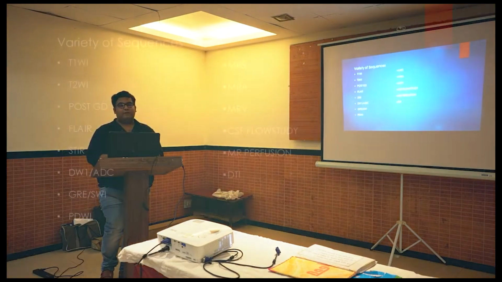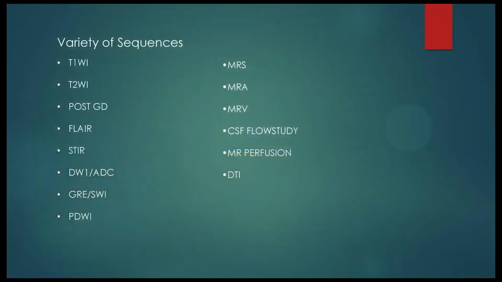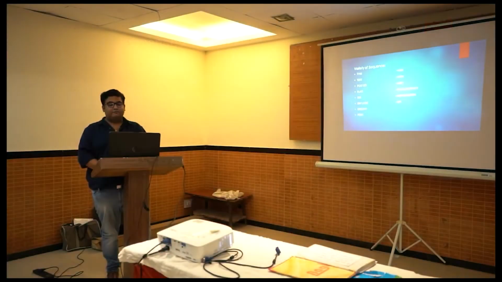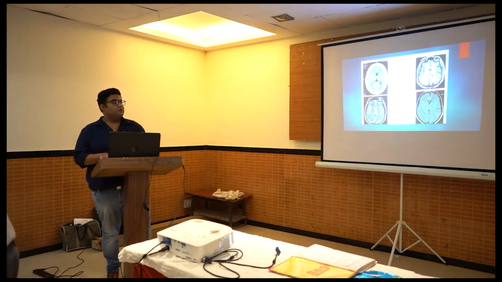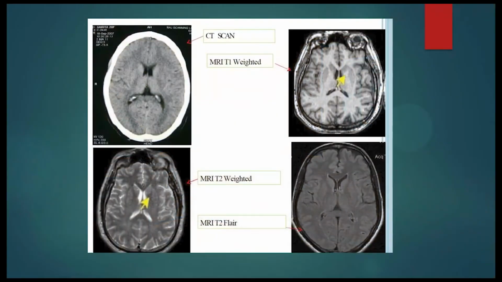There are multiple sequences when we do an MRI, which you all have heard of. There are T1 weighted images, T2 weighted images, post-gadolinium, which is post-contrast. Then there are FLAIR, STIR, diffusion, GRE, proton density, MR spectroscopy, MR angiography, MR venography, CSF flow study, MR perfusion, and DTI. We are going to take every sequence one by one and understand how it can be useful for our patients.